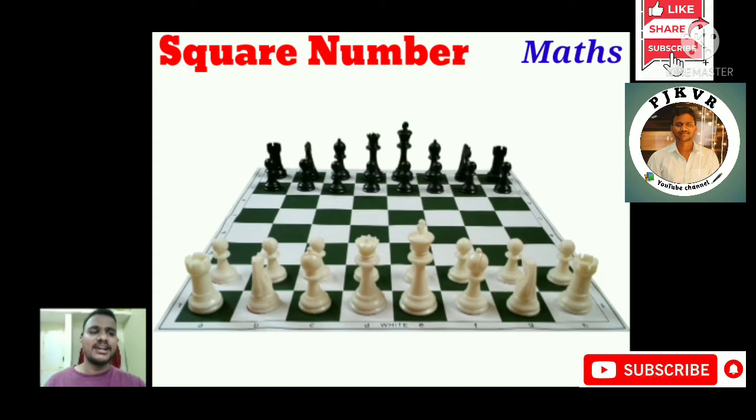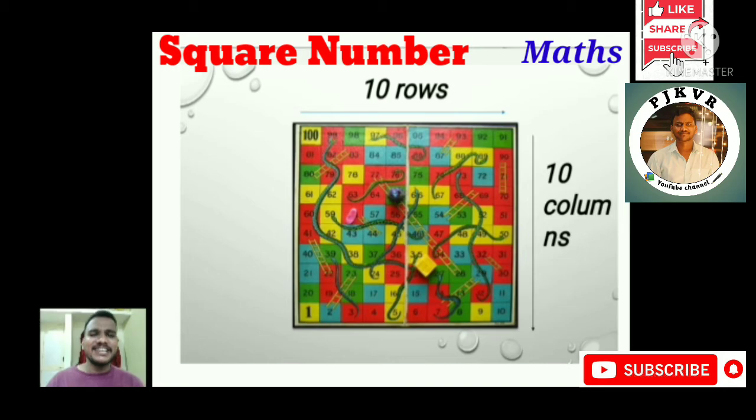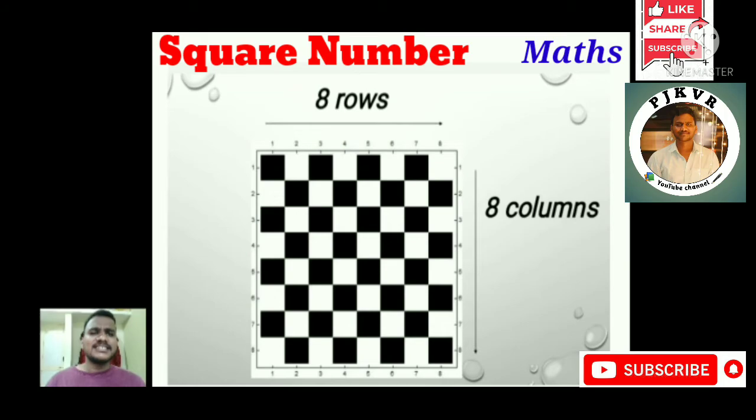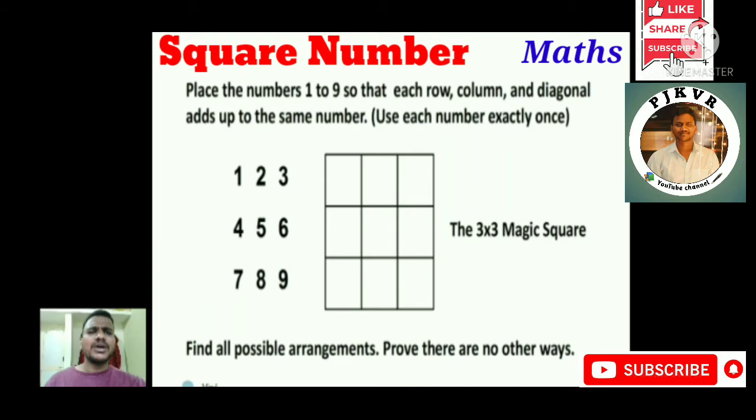Okay, we all play these in our free time, is it right? Using these two pictures, we have to identify the mathematics term. In this snake and ladder game, there are 10 rows and 10 columns. In this chess game, there are 8 rows and 8 columns. Now we come to the topic, the square number.